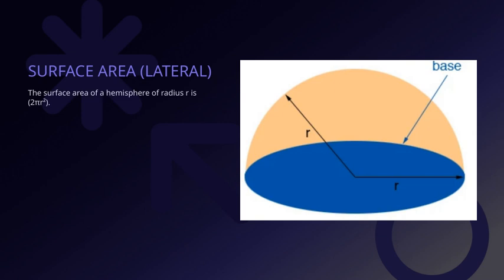Remember, the key here is that we're only talking about the lateral surface area, not the total surface area, which would also include the base. So, in summary, the lateral surface area of a hemisphere is given by 2 pi r squared, and this formula is a handy tool in geometry and beyond.